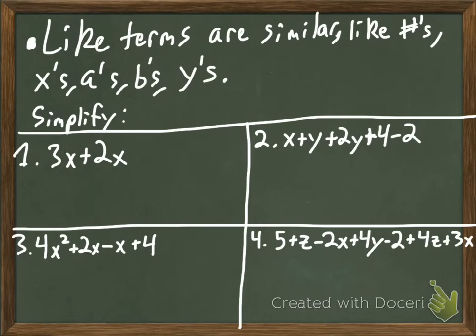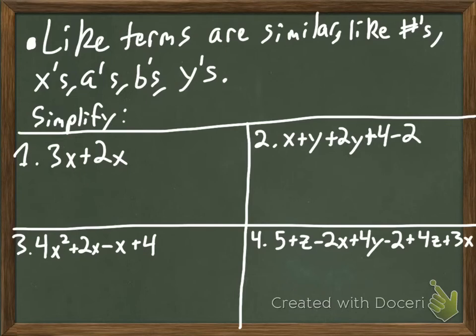Okay. Now, whenever we combine like terms, we can only combine terms that are similar. This can be like numbers, x's, a's, b's, y's, or any other variable. You can only combine terms that are like. You cannot combine a 2 and an x. You cannot combine an x and a y. You cannot combine a and b. But you can combine a 3x and a 2x, a 5y and a 6y. You can combine those types of terms.